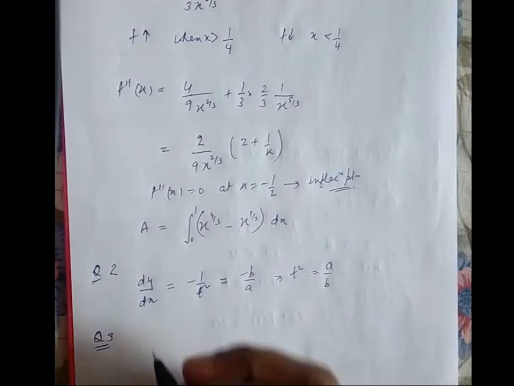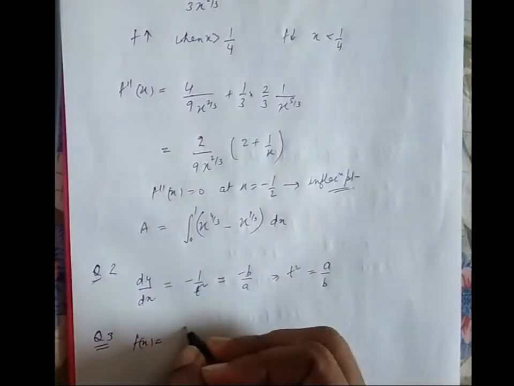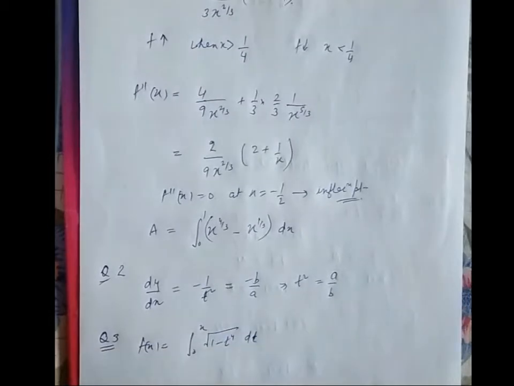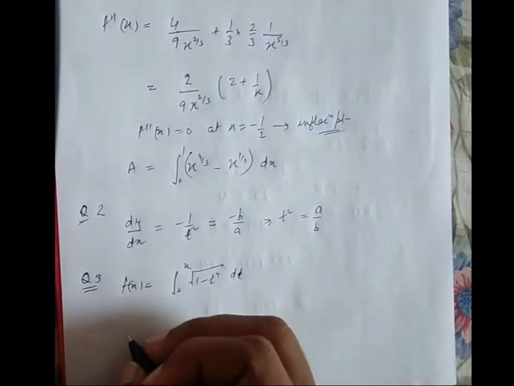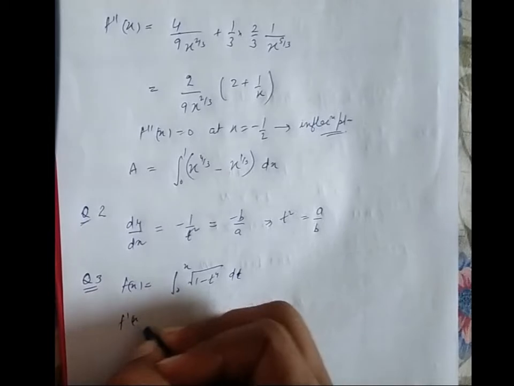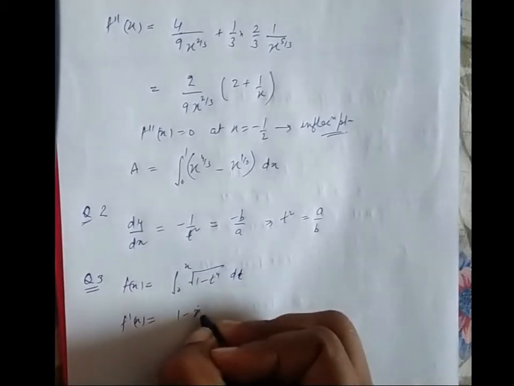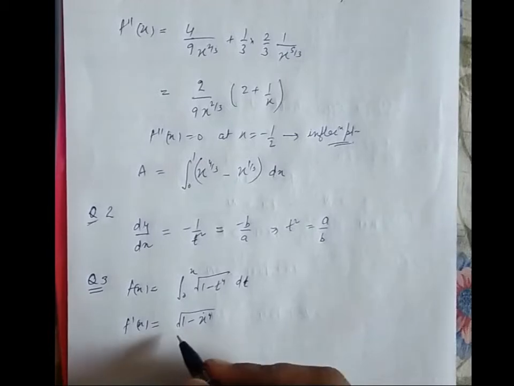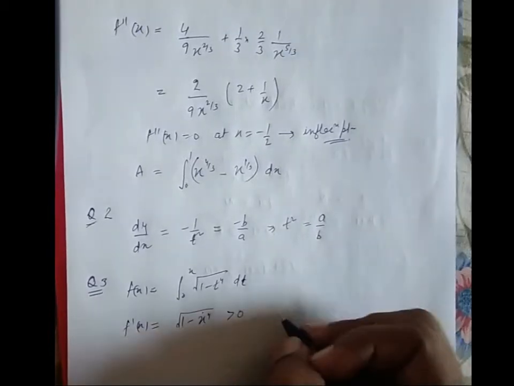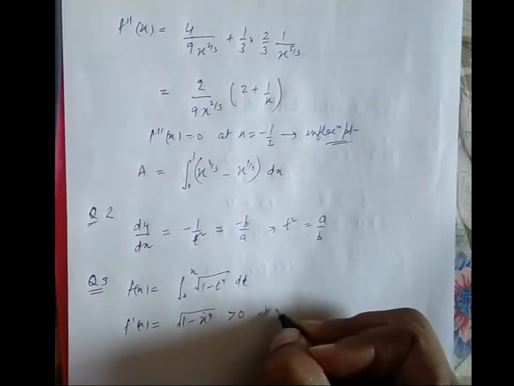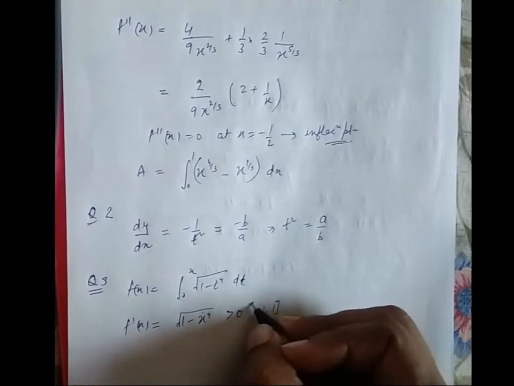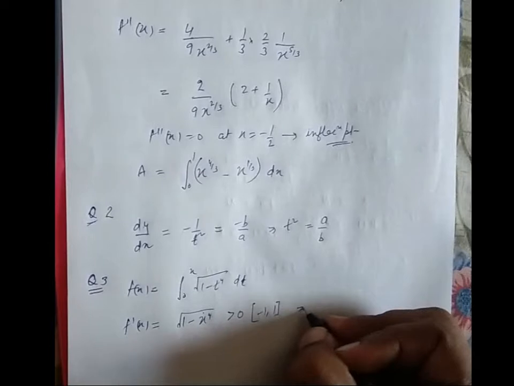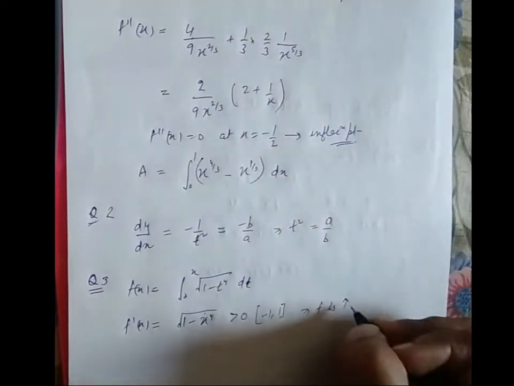So f(x) over here is the integration from 0 to x of the square root of 1 minus t^4 dt. Okay, so f'(x) will be, using Leibniz rule, the square root of 1 minus x^4. So f' over here is always greater than 0 within its domain, which is minus 1 to 1. This implies f is increasing.